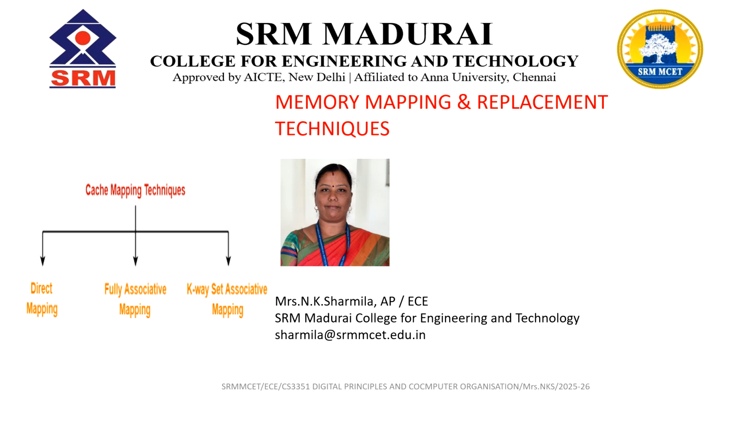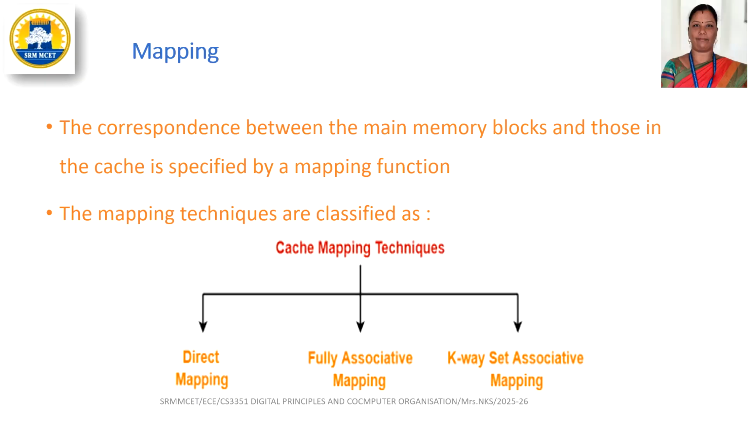In this video, I am going to discuss memory mapping and replacement techniques. So first of all, we will define what is mapping. As we know, the cache memory is used to apparently extend the main memory. But the cache memory can store a very reasonable number of memory blocks at any point of time. But this number is very small when compared to the total number of blocks in the main memory. So the correspondence between the main memory blocks and those in the cache is specified by mapping function.